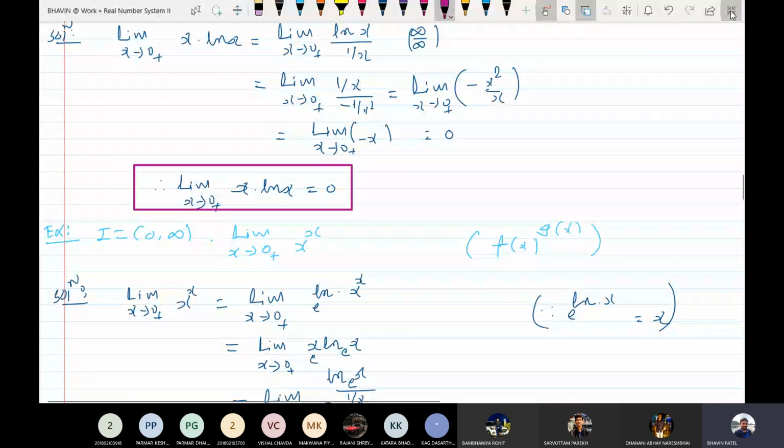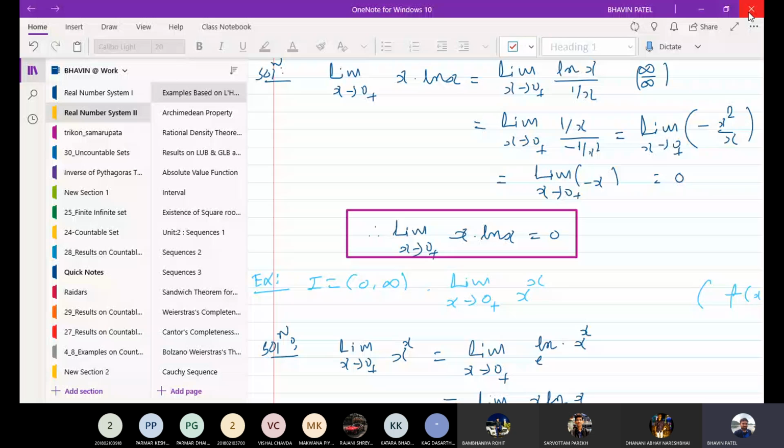So we stop our discussion. Okay, so this is about L'Hopital rule. So next time we will see some new examples.